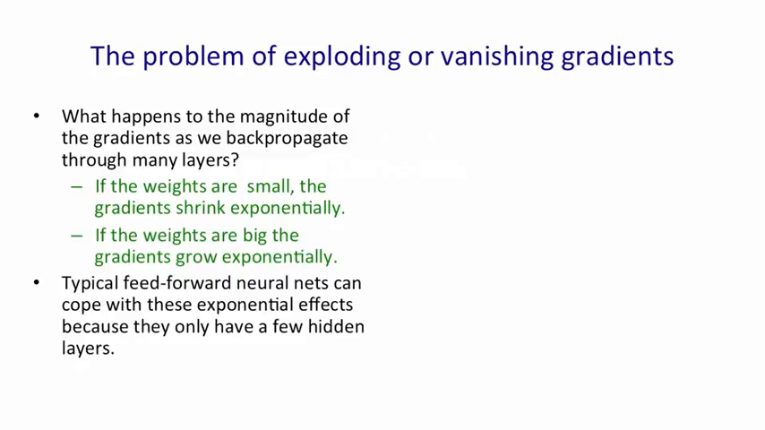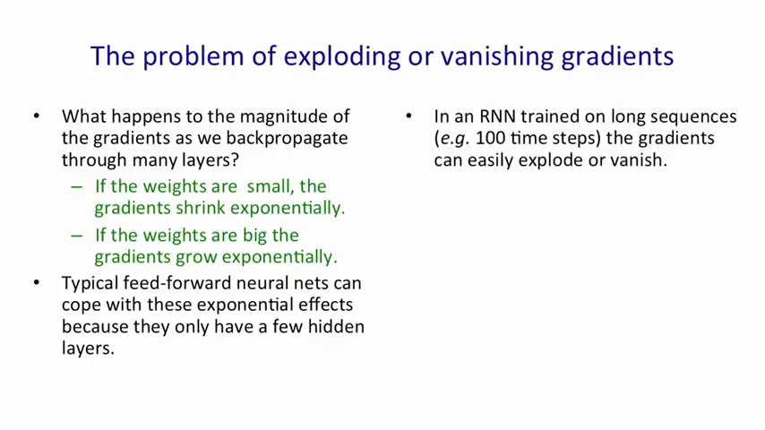In a feed-forward neural net, unless it's very deep, these problems aren't nearly as bad because we typically only have a few hidden layers. But as soon as we have a recurrent neural network trained on a long sequence, for example 100 time steps, then if the gradients are growing as we backpropagate, we'll get whatever that growth rate is to the power of 100, and if they're dying, we'll get whatever that decay is to the power of 100. And so they'll either explode or vanish.